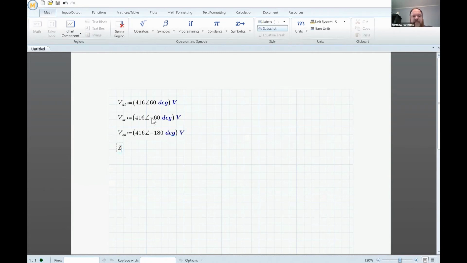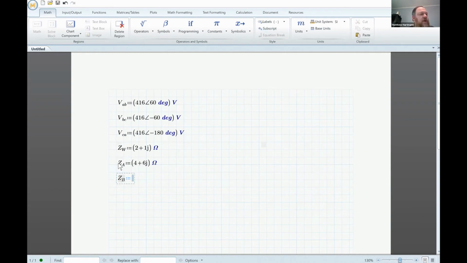We had ZW was 2 plus J1. Actually, I need to do it as 1J or it'll freak out. And let's use some units. And then we had Z delta. I'm just going to call it ZA then, because it doesn't like when I put a Greek letter and then another letter after it. So ZA was 4 plus 6J ohms.